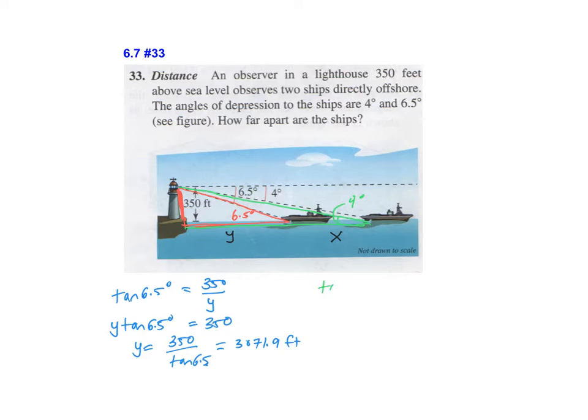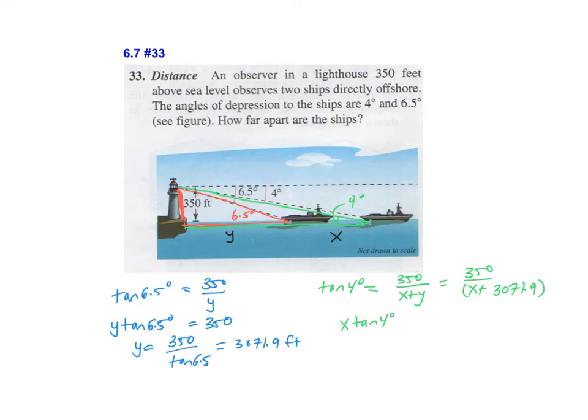Now we're going to use the green triangle, set up another trig ratio. Now we can say tangent of 4 degrees is equal to the length of the opposite side, which is 350, in this case, over the length of the base, or the bottom here, which is x plus y, the adjacent side. But we know what y is, so we can say this is 350 over x plus 3,071.9.